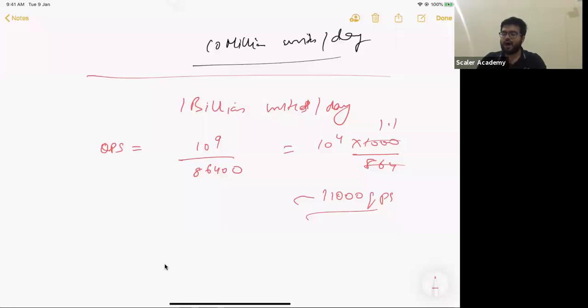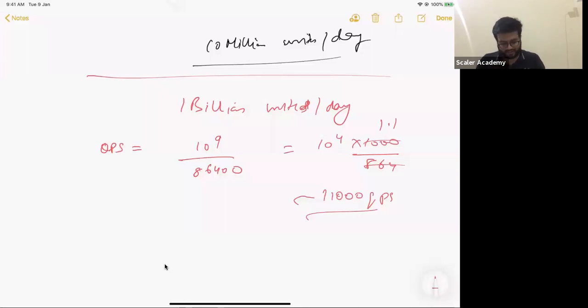Cool. Now let's assume that if you have this kind of a QPS, let's hold on for a while here, and let's try to look at the amount of storage space that you would require. Okay, let's try to estimate the storage space that you would require. Okay, cool.